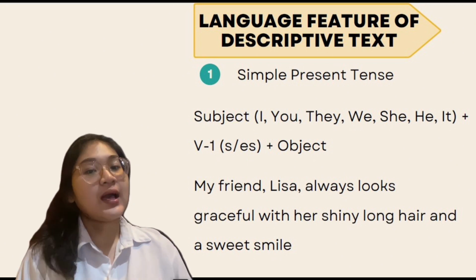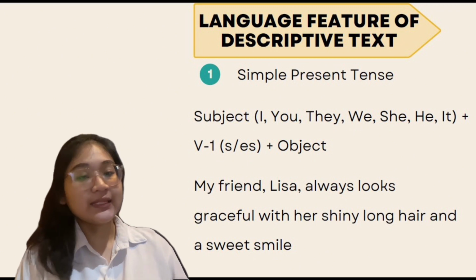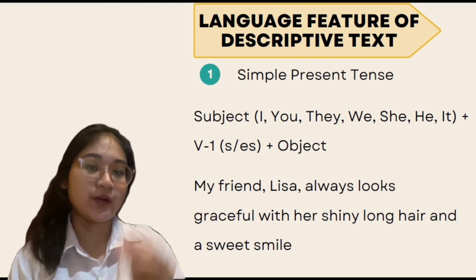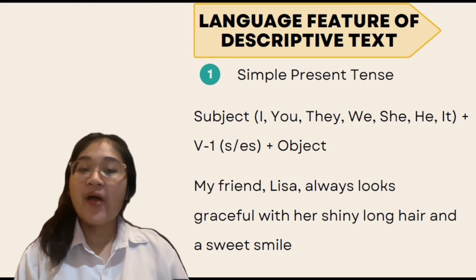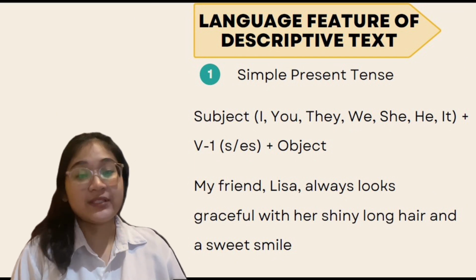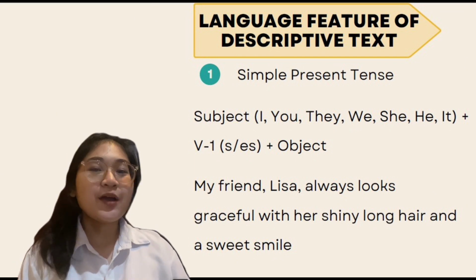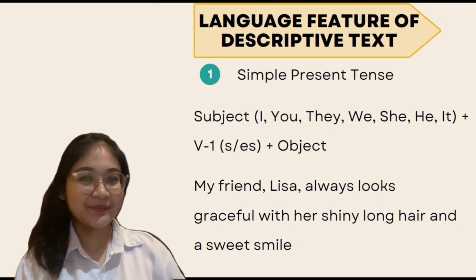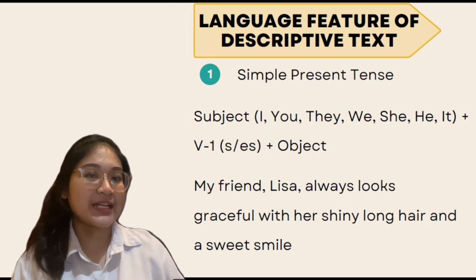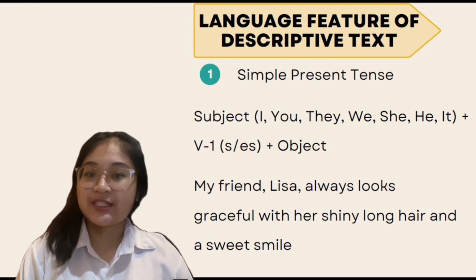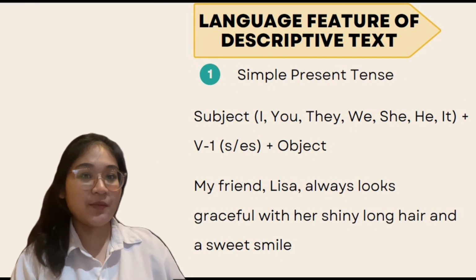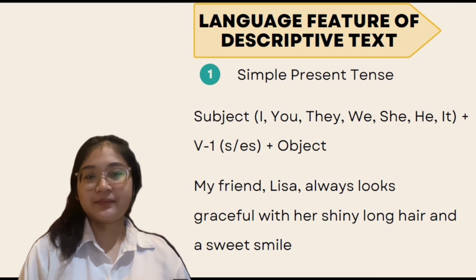In descriptive text, language features focus on details, sensory language, and imagery to create a clear picture for the readers. This feature can help to convey the characteristics and details of a subject. So we have simple present tense here. As we know, the pattern of simple present tense is subject (I, you, they, we, she, he, it) plus verb 1, including s or es depending on the subject, plus object.